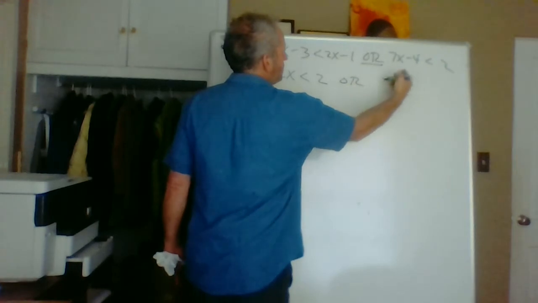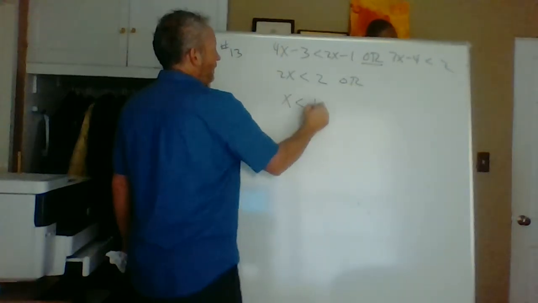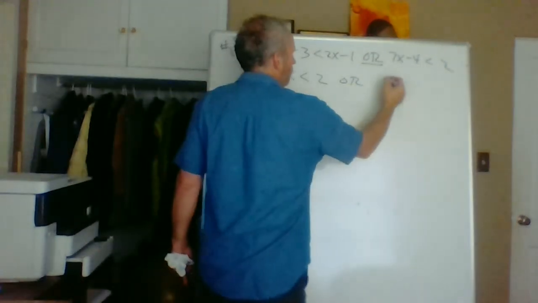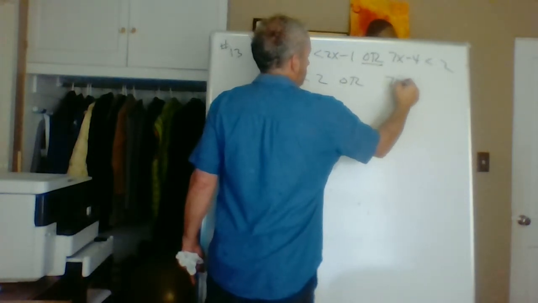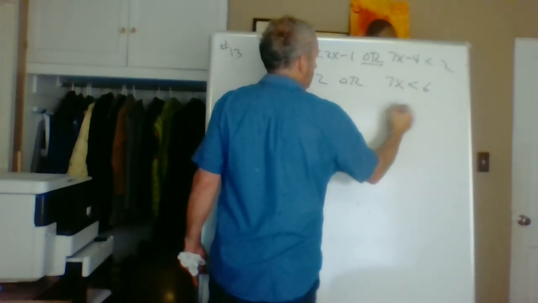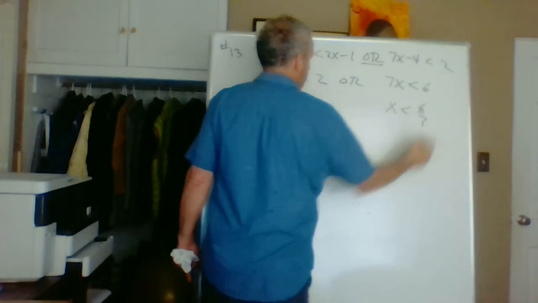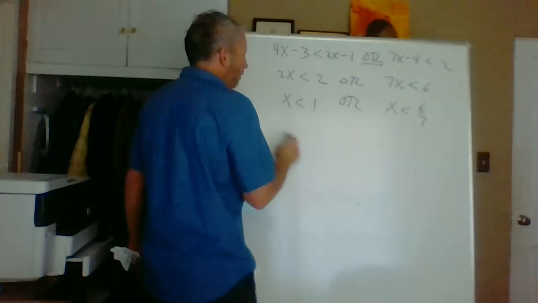Or, and over on this side, why don't I just finish this off? x is less than 1. Over here, let's add 4 to both sides. 7x is less than 6. Divide both sides by 7. x is less than 6/7. These are connected by "or."